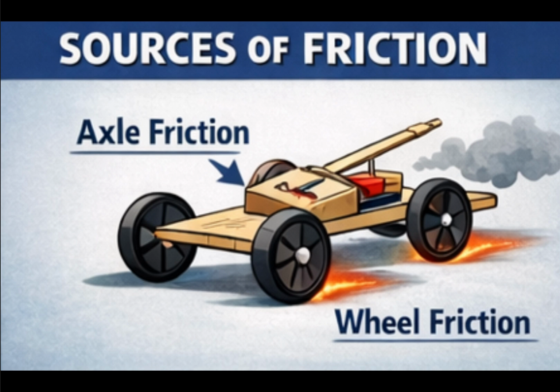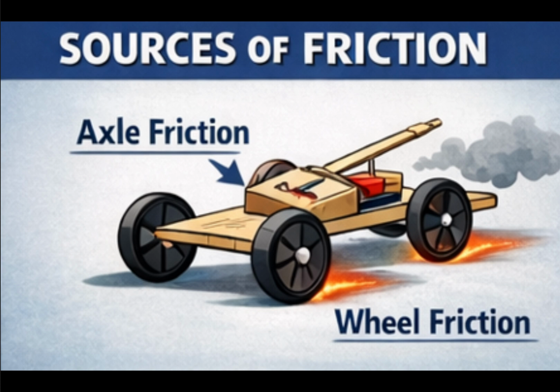The main sources are the contact between the wheels and the floor, and the contact between the wheel axis and the chassis. Air also generates friction called aerodynamic drag, but since the mousetrap car is very small and moves at relatively low speed, this effect can be considered negligible. Let's analyze the friction between the wheels and the floor.